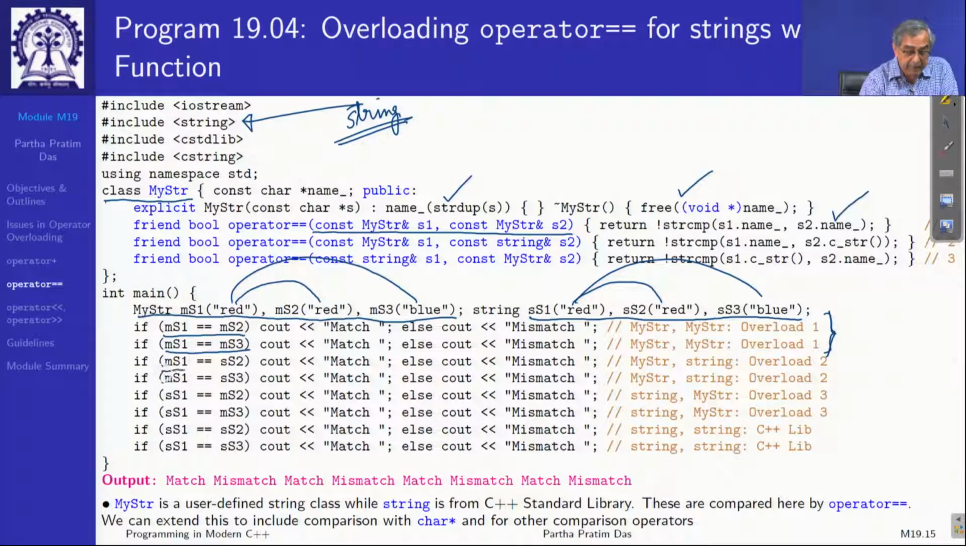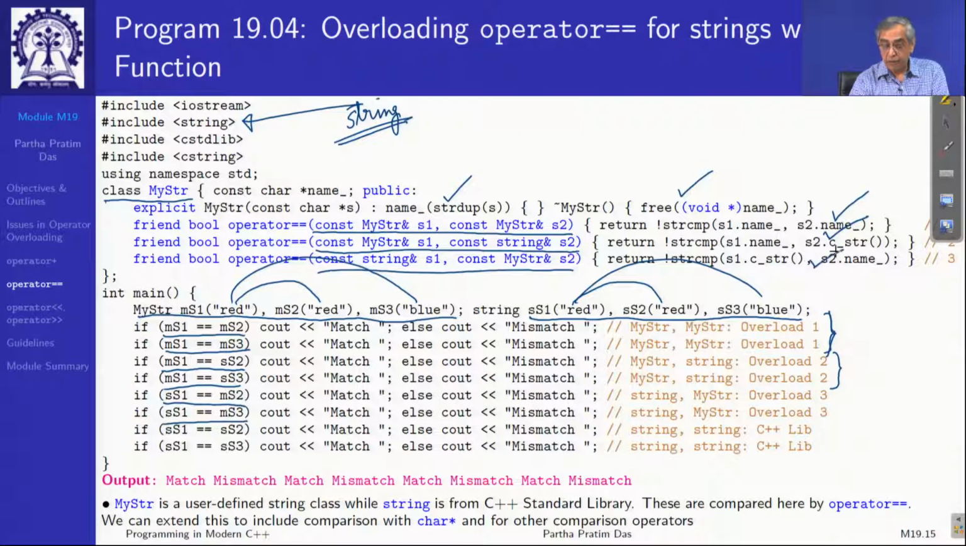In the second, I have MS1 and SS2, MS1 and SS3. So, it is MyStr and string, MyStr and string. So, the second overload will work and I will have the correct response based on that. The third is string and MyStr, that is the third overload. This will work to give the result in these 2 cases. All are correct, you can see match, mismatch, match, mismatch.